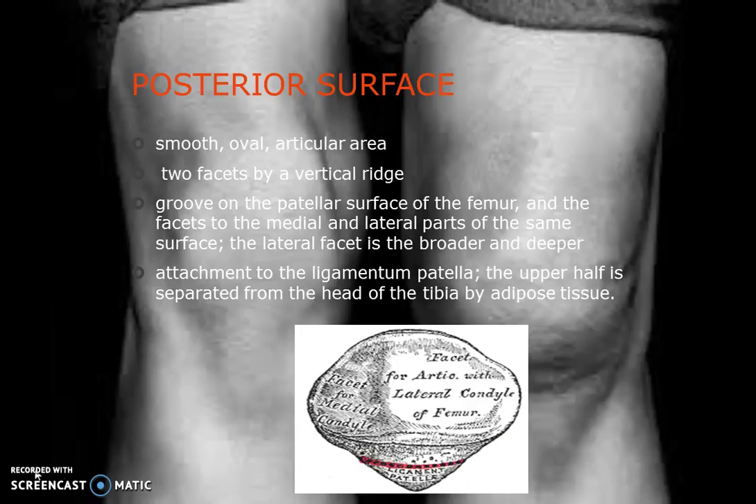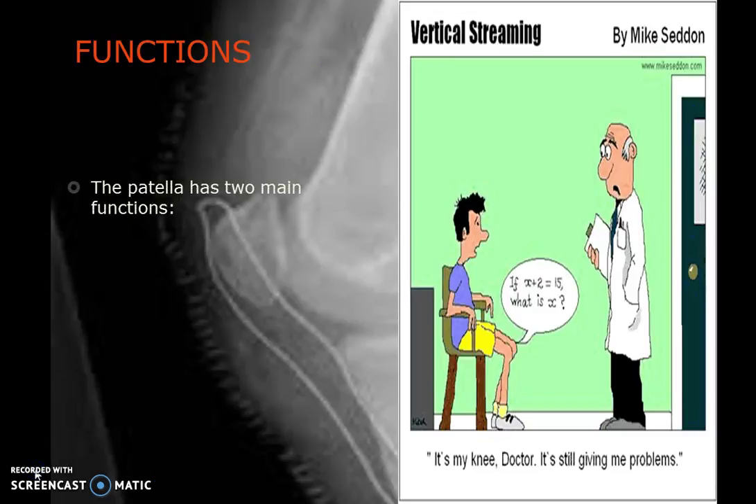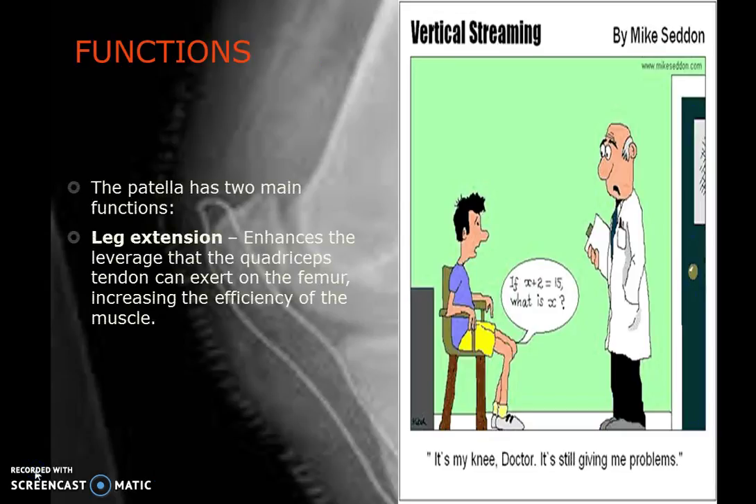Next, the posterior surface. It has a smooth oval articular area, which is divided into two facets by a vertical ridge. The ridge corresponds to the groove on the patellar surface of the femur. At the attachment to the patellar ligament, the upper half is separated from the head of the tibia by adipose tissue.